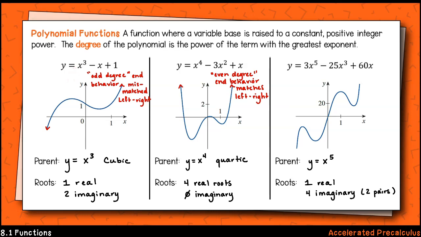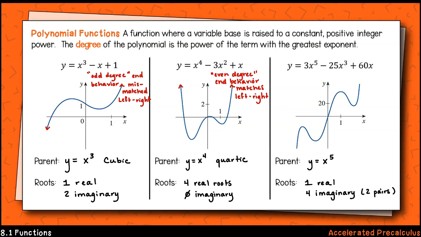In the middle, I have a 4th degree polynomial whose parent function is the quartic function y equals x to the 4th. This time, I see a total of 4 real roots that show up as x-intercepts. Since this is a 4th degree polynomial, there are exactly 4 roots, and all 4 of those roots are accounted for as x-intercepts, so there are no imaginary roots this time.